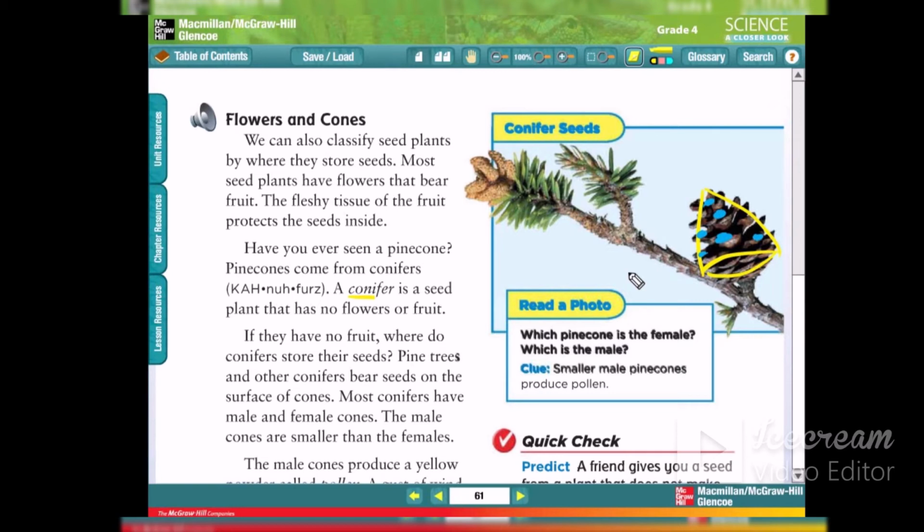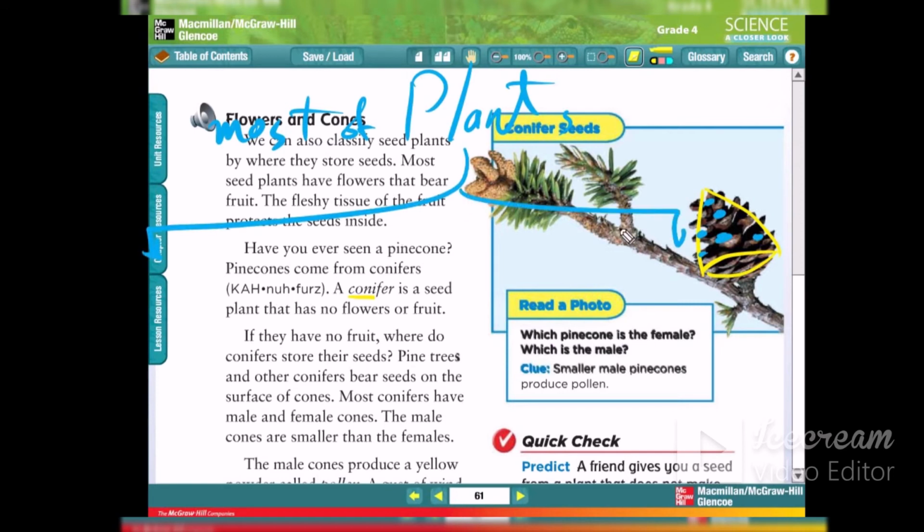Okay, let's talk more about the pinecone or about the coniferous plant. Most coniferous plants have two kinds, female and male. In general, guys, most plants have two kinds to reproduce. Now we want to make another plant, so we need a male and female part. Sometimes both of them will be in the same plant. Other times, like this pinecone here, the male will be in one part of the plant, and the female will be in another part of the plant.